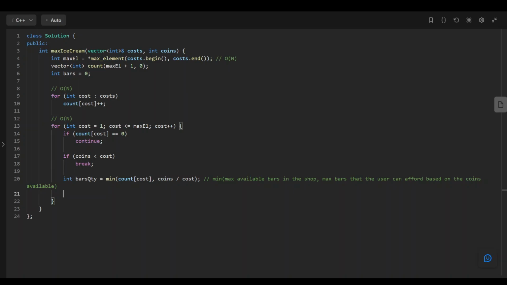And then after having this formula, you will decrease the coins, and that is equal to the cost multiplied by the bars quantity that you chose to purchase. And the bars that you will have will be added into the bars. So the bars quantity will be added to the final bars, right? And then you will return the total bars that you can gather.